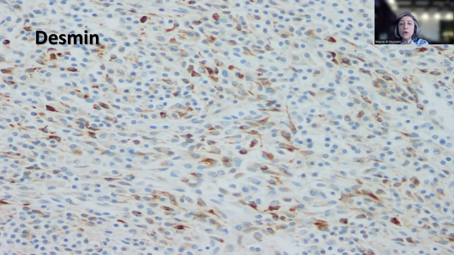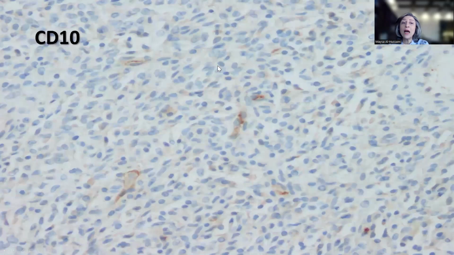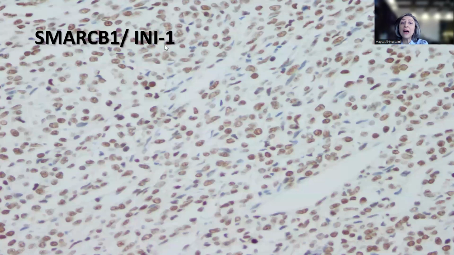Certainly, because of the morphology and the immunophenotypic features of the tumor, atypical teratoid rhabdoid tumor or rhabdoid tumor in general should be ruled out. Now, CD10 was focally positive in some of the tumor cells, not diffusely positive, and this tends to rule out the differential diagnosis of stromal sarcoma. And INI1 was retained, showing retained nuclear staining, thus ruling out rhabdoid tumor from the list of differential diagnosis.